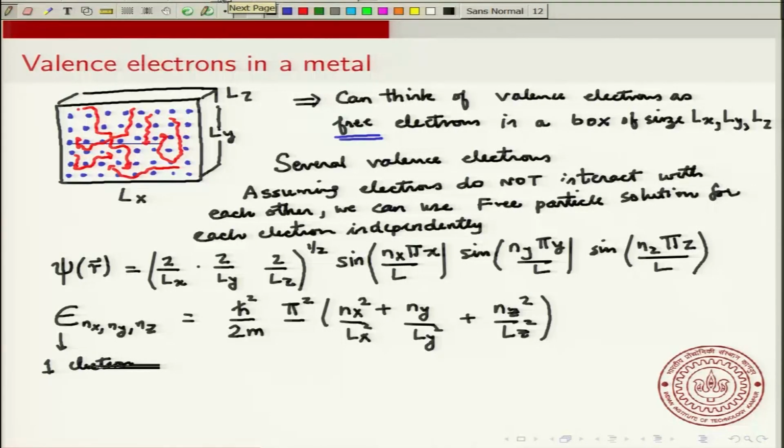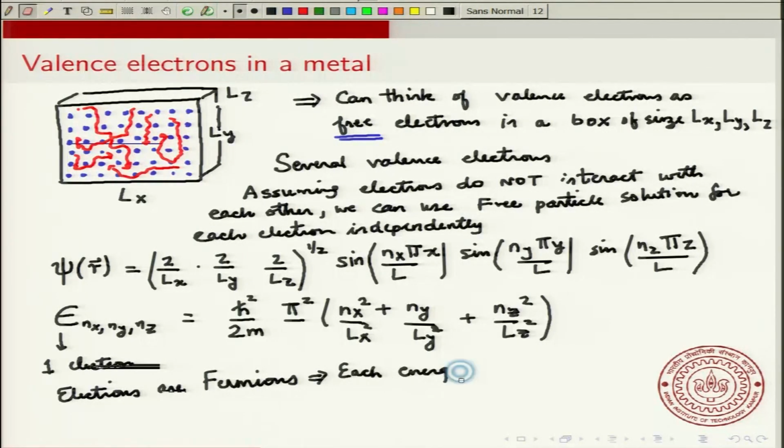Now, there is something else about electrons. Electrons are fermions, and fermions satisfy the Fermi-Dirac statistics, but basically, each energy level can have at the most 2 electrons.